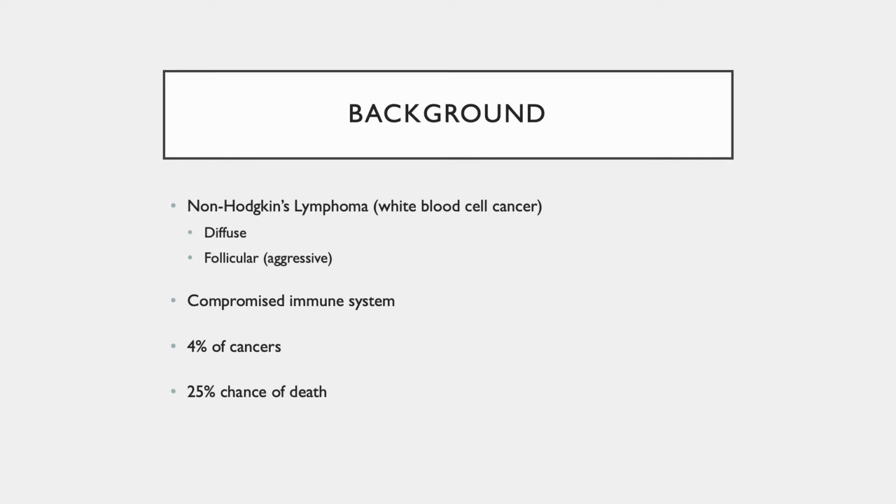There are two subtypes of lymphoma, diffuse, which tends to be the more aggressive kind, and follicular, which tends to be the slower growing variant. My project's task is to take the microarray data of lymphoma cancer samples and classify them as either diffuse or follicular.